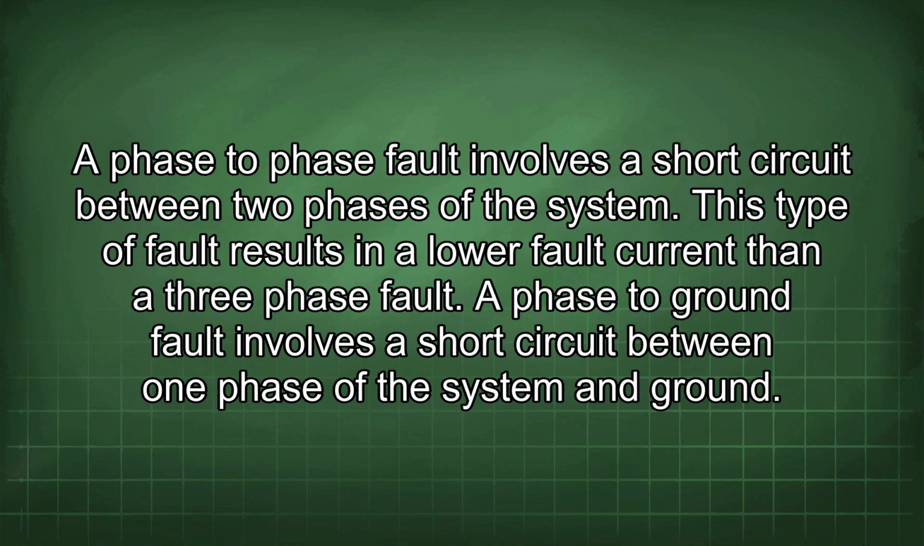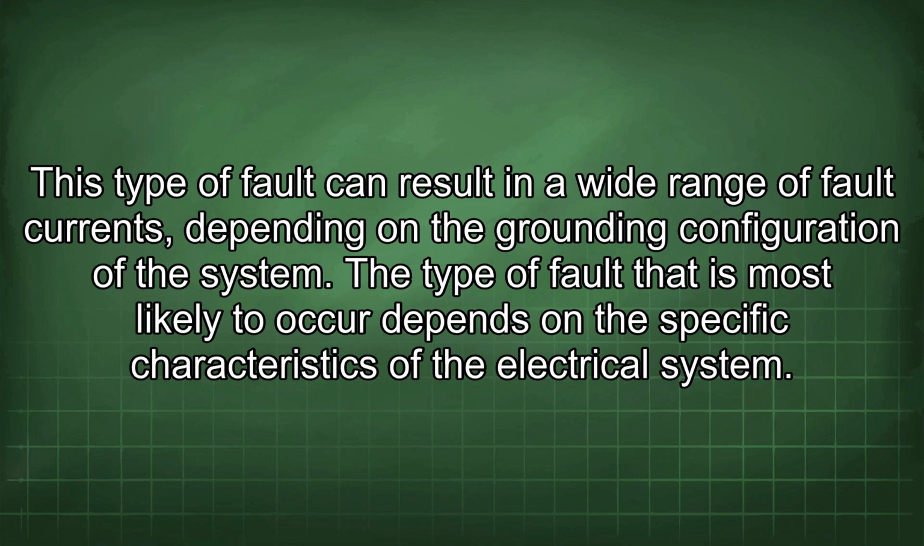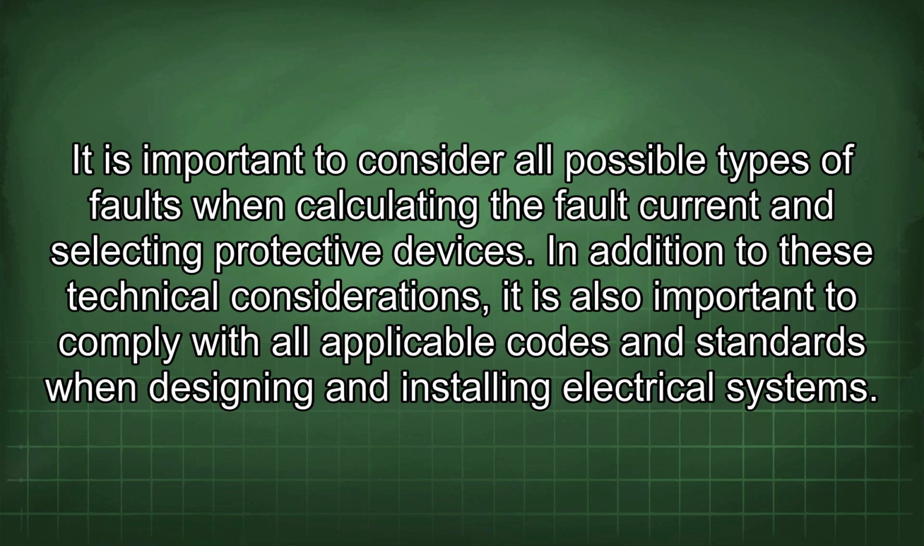A phase-to-ground fault involves a short circuit between one phase of the system and ground. This type of fault can result in a wide range of fault currents depending on the grounding configuration of the system. The type of fault that is most likely to occur depends on the specific characteristics of the electrical system. It is important to consider all possible types of faults when calculating the fault current and selecting protective devices.